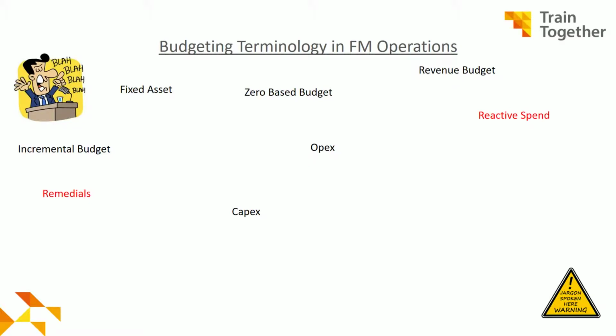This is a quick shot on budget terminology and FM operations for the Level 3 and Level 4 facilities management courses. Reactive spend and remedials. We'll look at each one in turn.